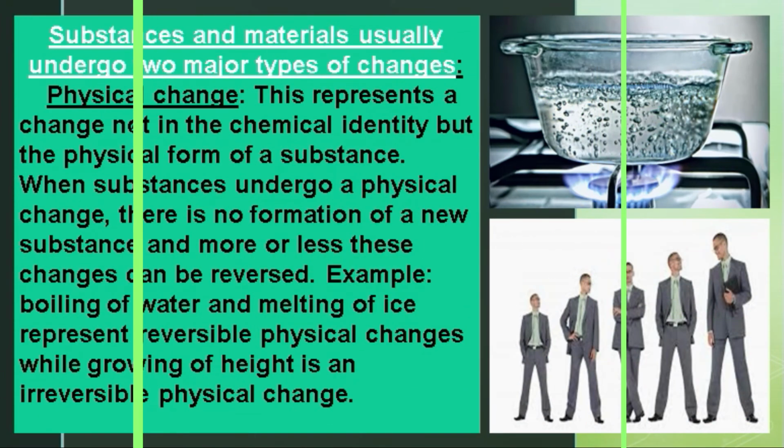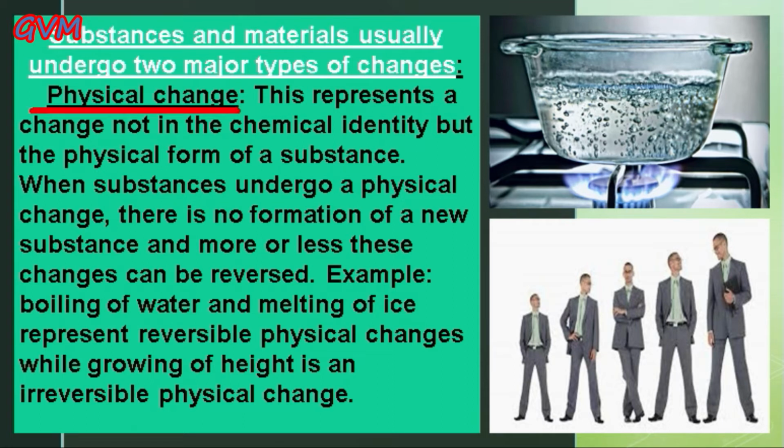Now students, it is important for all of you to know that substances and materials usually undergo two major types of changes. The first one is physical change. Students, physical change is basically a type of change where the physical properties of matter change. And students, physical changes basically include the change of state of matter, change in color, odor, solubility, etc.